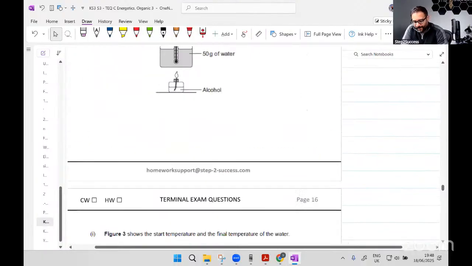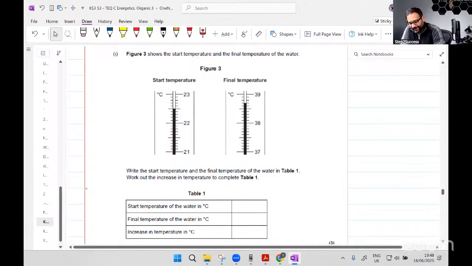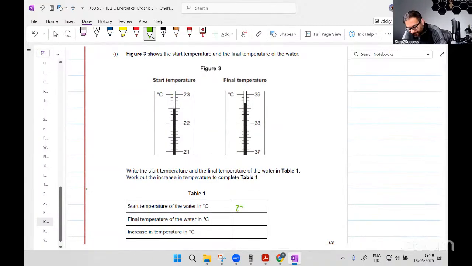Again, this looks like a complicated question, but it just isn't. You have to read the graph, say what number it is up to. That looks like 22.5 to me. The final temperature looks like 38.7 to me. The increase in temperature, the difference between those two numbers, is 16.2.